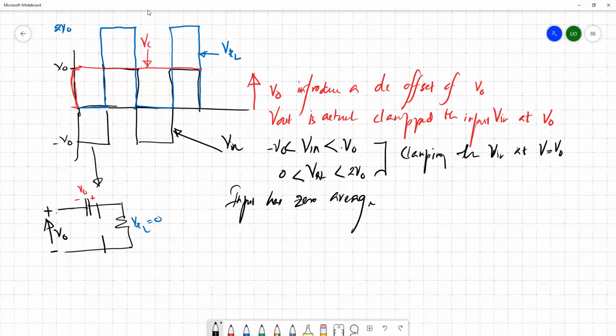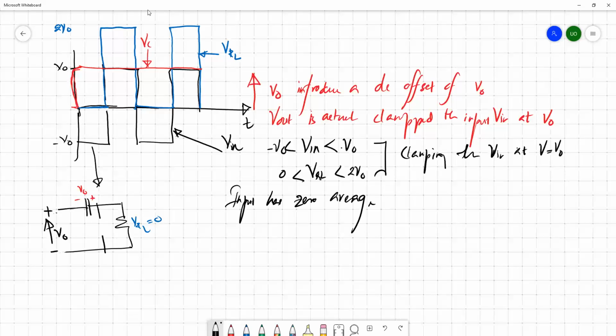If it is symmetric over the t-axis, and you integrate over the period, we know that definitely the entire area would be 0. So the average of a symmetric waveform like this is 0. But once you add this capacitor, it basically introduces a DC offset.